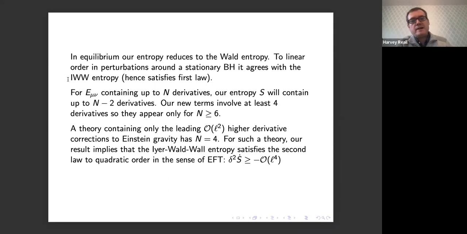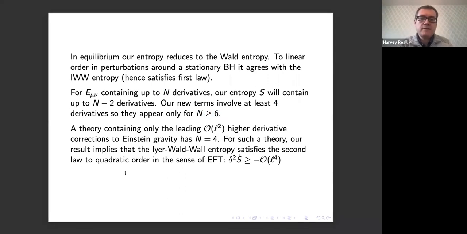Now, if the terms in the equation of motion that we know contain up to n derivatives, then our procedure produces an entropy S containing up to n-2 derivatives. So it contains terms with up to n-2 derivatives. Now, the new terms that our procedure produces, in other words, the terms that we add on to the IWW entropy, always involve at least 4 derivatives. And so that means they only appear when n is at least 6. So for terms in the action with 6 or more derivatives.